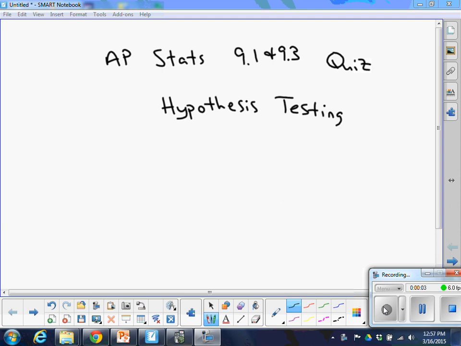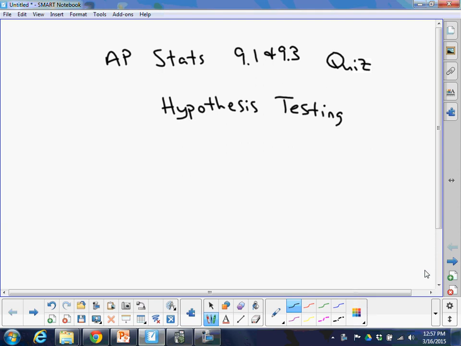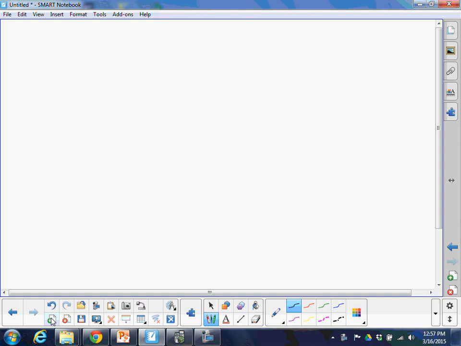Okay guys, this is going to be the AP Stats 9.1 and 9.3, kind of a review of the quiz we took in class. I wasn't able to get the actual quiz into this Smart document for whatever reason, so I'm just going to kind of write things out. But there were two versions, both were really, really similar.